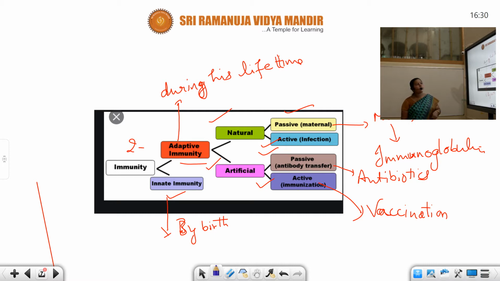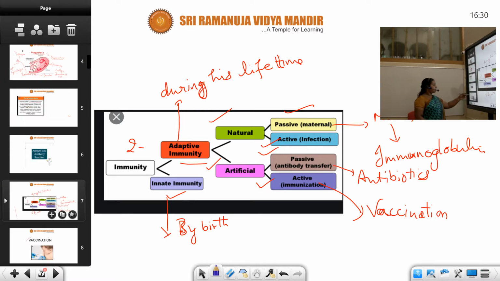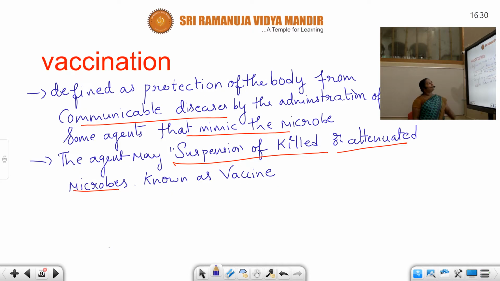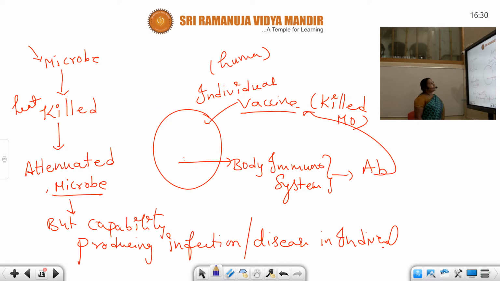Adaptive immunity is again of two types: natural and artificial. Under natural, passive immunity is received from the mother, and active immunity is the other. Artificial has passive antibody transfer and active immunization. And we have discussed vaccination also. Vaccination is defined as the protection of the body from communicable disease by administering some agents that mimic the microbes. This microbe is nothing but the vaccine. Next, I have explained the action of vaccine in our body.